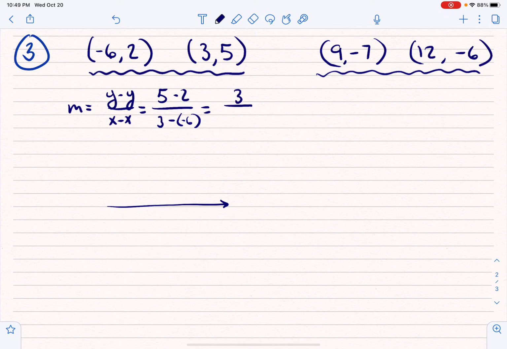5 minus 2 is 3. And 3 minus a negative 6 is 9. And 3 over 9 reduces to 1/3. Cool. Okay, let me erase this. There we go. And then you can do either method.